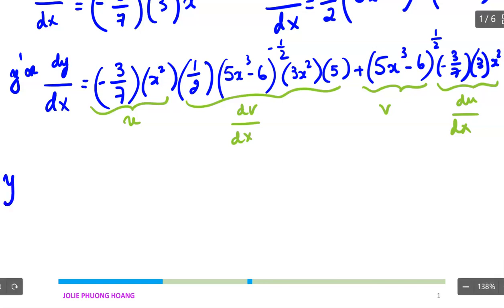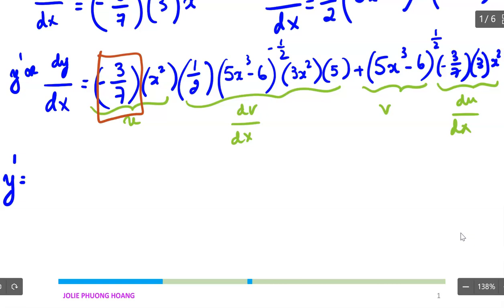Now y prime. I will show you the common terms. Now you realize why I am writing 3x squared and 5, right? 3x squared and then 5. You see that? 3x squared times 5. Because right here, 3 times x squared will be common with that 3x squared. Let me circle the one that is common that I'm going to take out of the bracket.